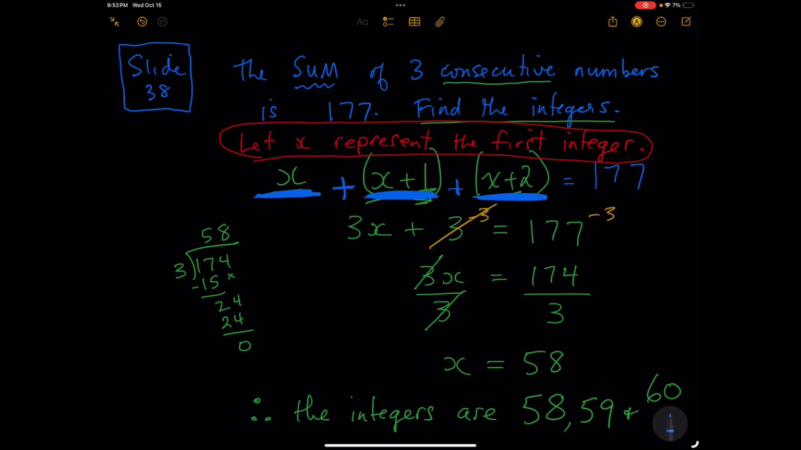And sometimes a diagram is good enough. And this is a little bit of a diagram here. I wrote x, another blank, and because it's in the question, that equals 177. So having a let x statement's a good idea, but sometimes you can get away with just setting up the question. So hope that helps.